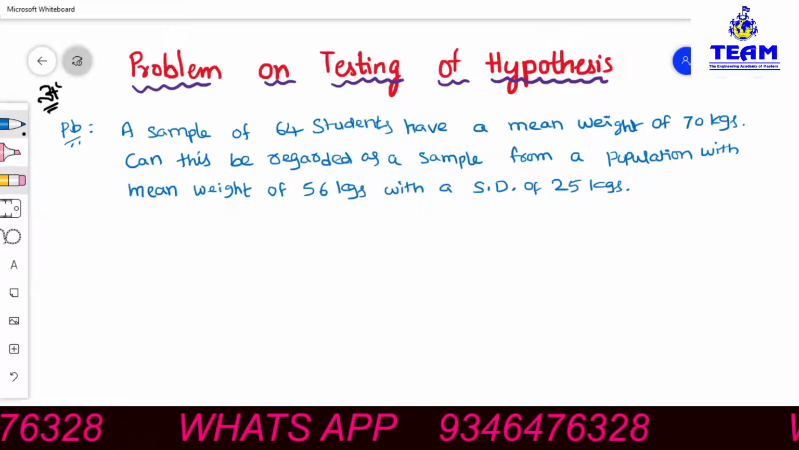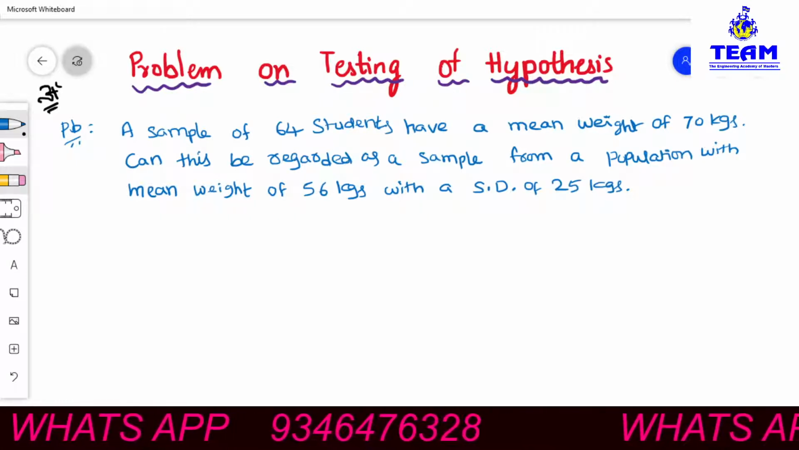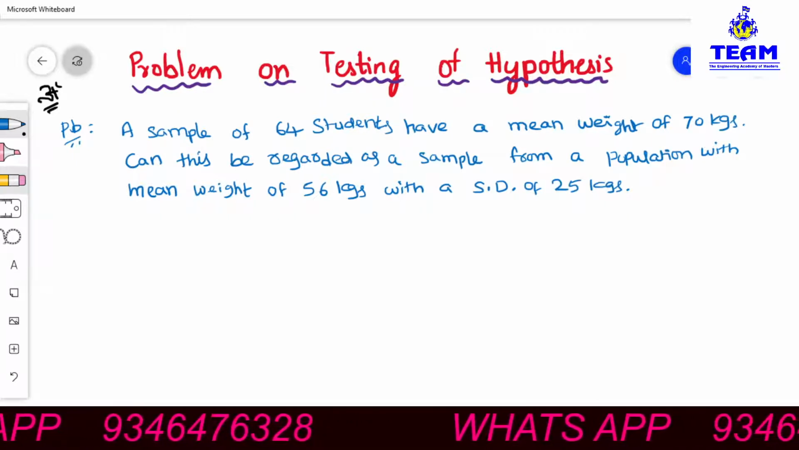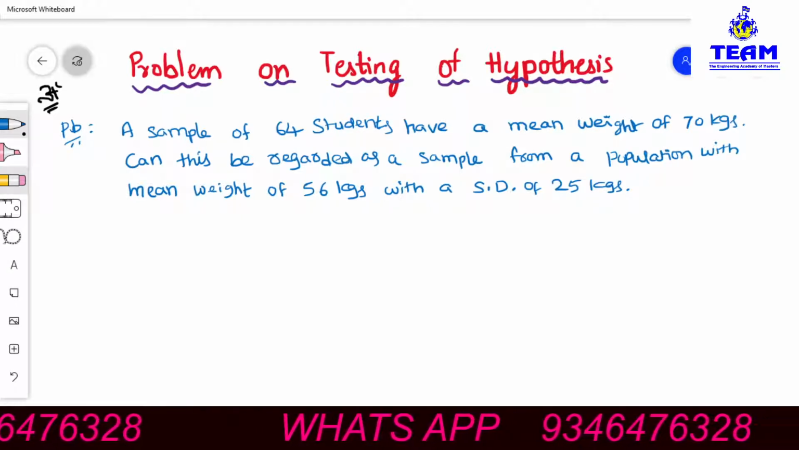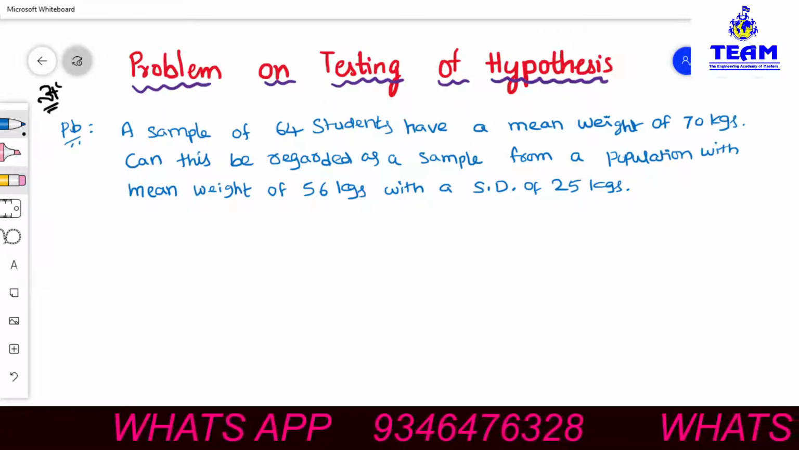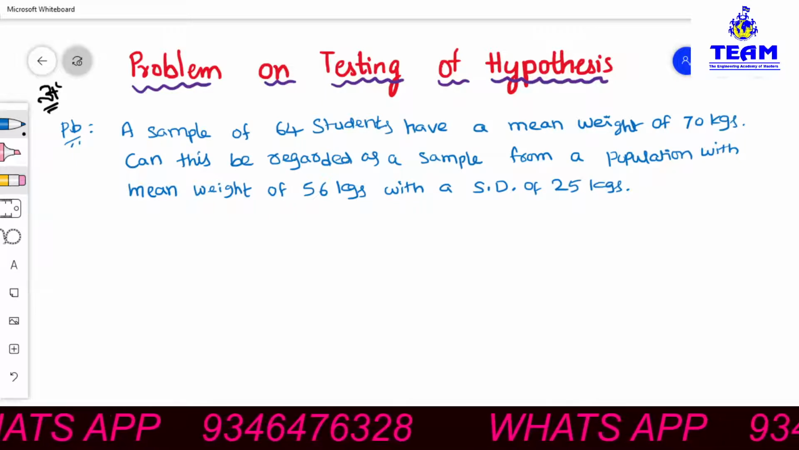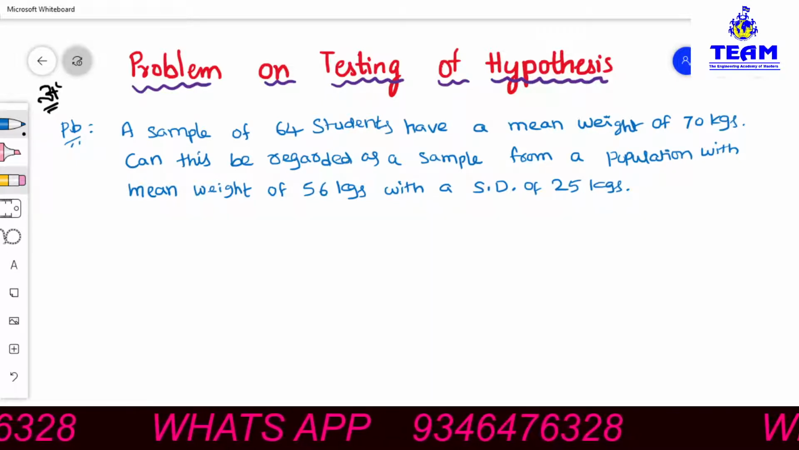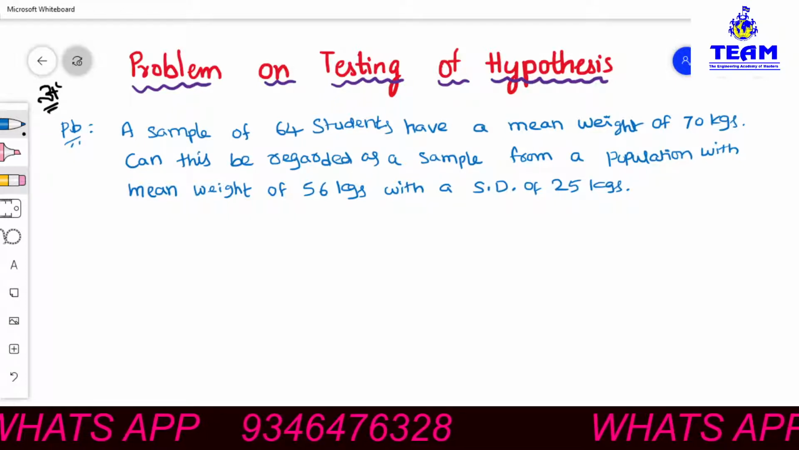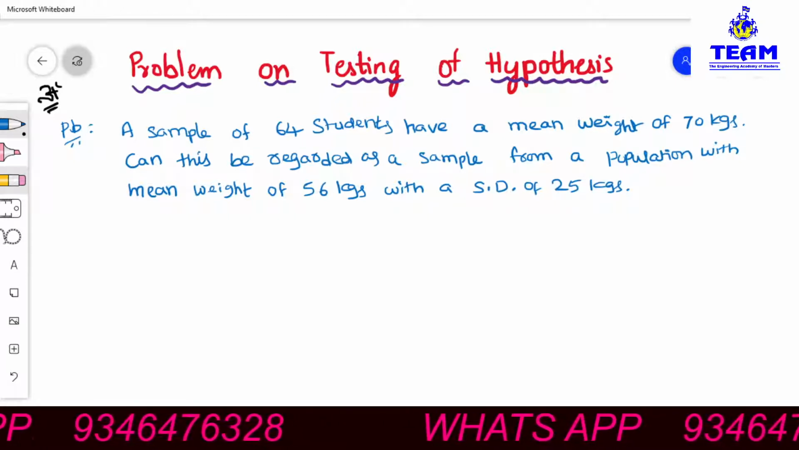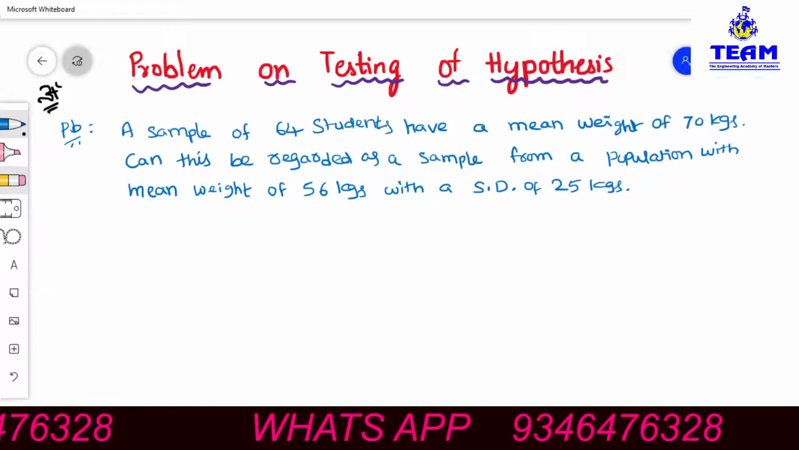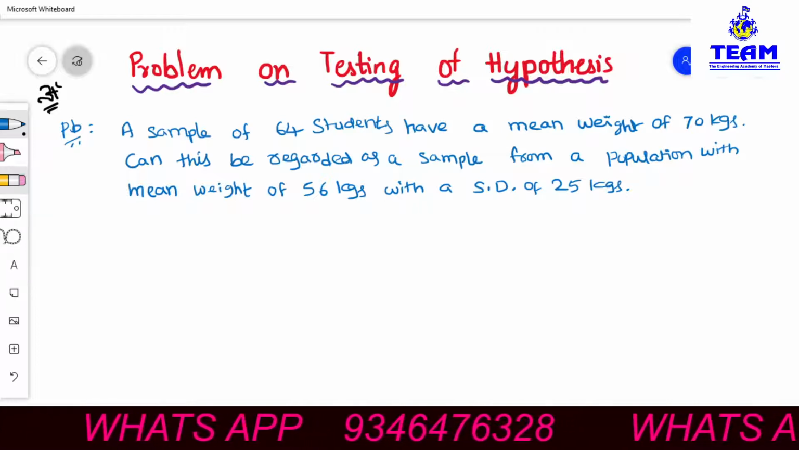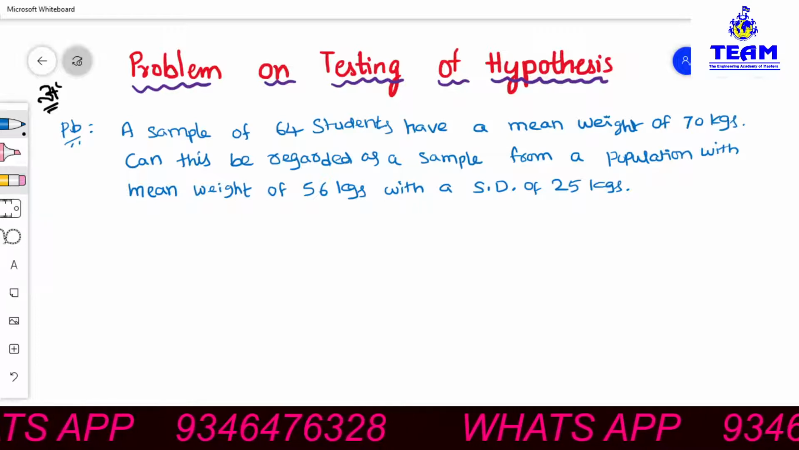Given that a sample of 64 students have a mean weight of 70 kgs. Can this be regarded as a sample from a population with mean weight of 56 kgs and a standard deviation of 25 kgs?